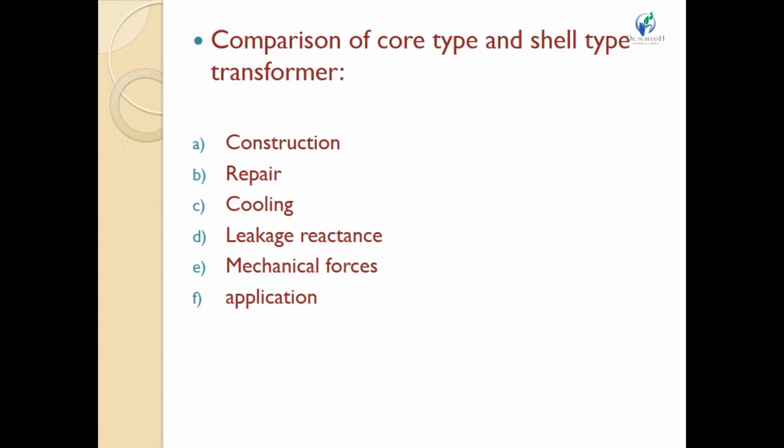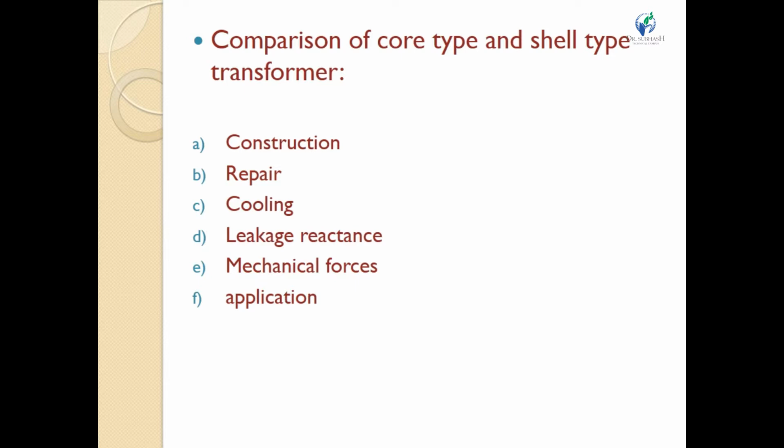Now, the third one is cooling. In the case of a core type transformer, the windings surround the core. The windings are exposed and therefore cooling is better for the winding than for the core. While in the shell type transformer, the core is exposed and therefore cooling is better in the core than in the winding. The most valuable part of the transformer is the insulation of the winding. Therefore, core type construction is affordable and has better heat dissipation.